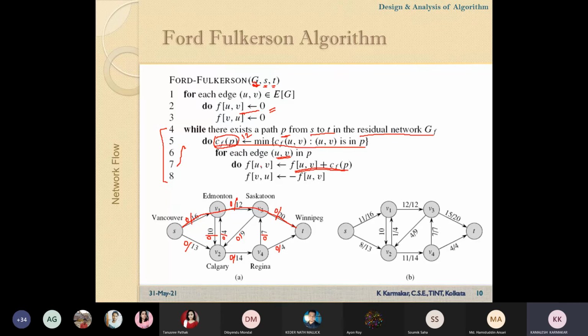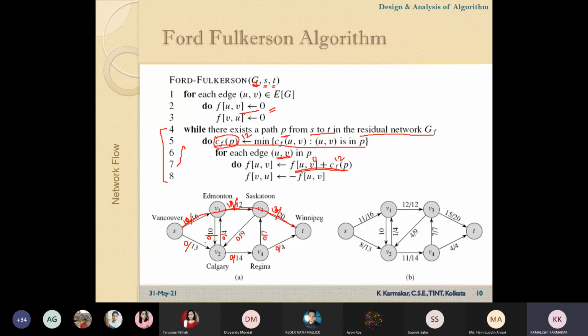What will be the flow through this path? The previous value was 0 and now we have got 12. So 0 plus 12 is 12. Now it will be updated to 12 by 16, 12 by 12, and 12 by 20. For the rest of the part, it will remain the same.